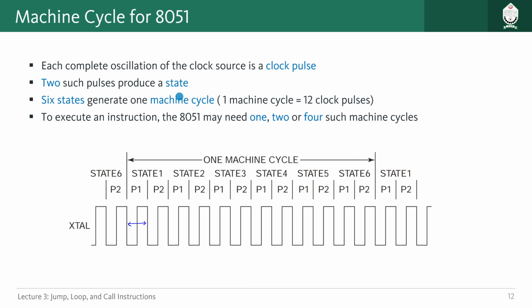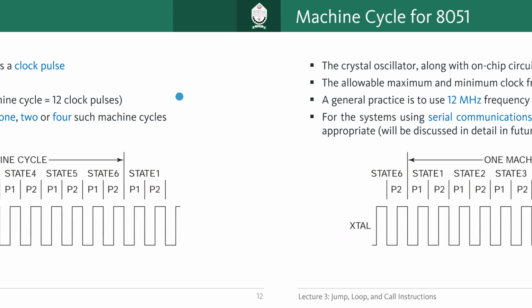For any instruction, we will see that the 8051 may need 1, 2 or 4 such machine cycles. So it can vary based on the instruction. Some instructions may take 1 machine cycle, some may take 2, some can take 4. But all of these things are defined based on the machine cycle. And we will also try to calculate the amount of time for each machine cycle for a particular version of the 8051, right? So let us try to do that.